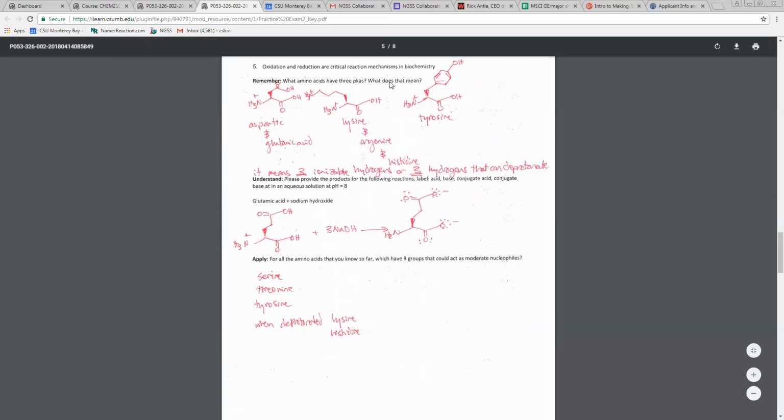Oxidation and reactions are critical reaction mechanisms in biochemistry. So when we think about pKa's, it's important for us to know what that means. So in this case, we've indicated aspartic and glutamic acid and the fact that they have 3 pKa's. We've indicated lysine and arginine and histidine, and also tyrosine.